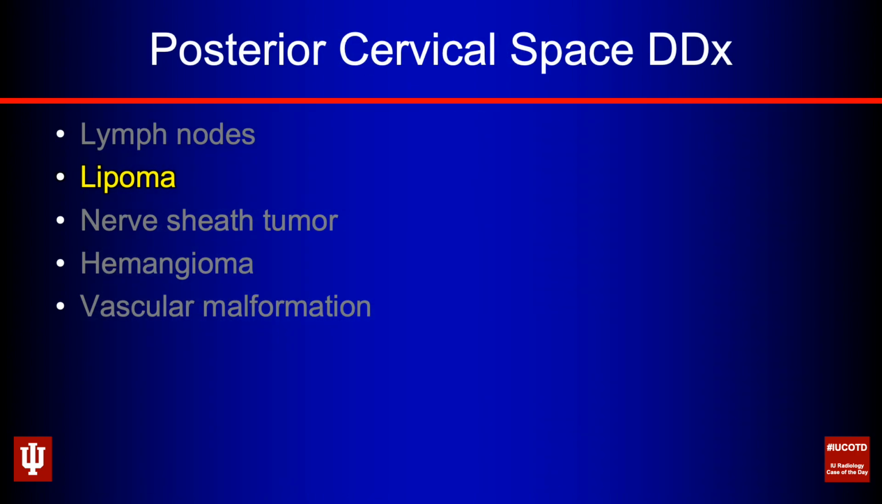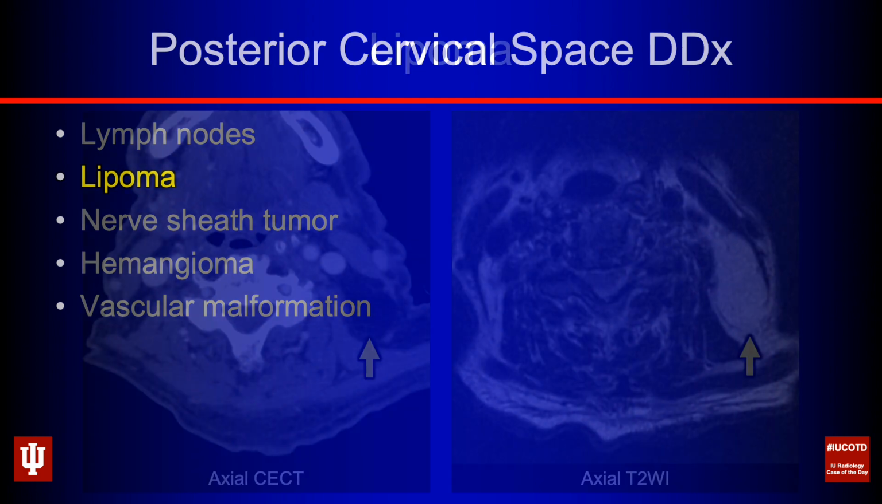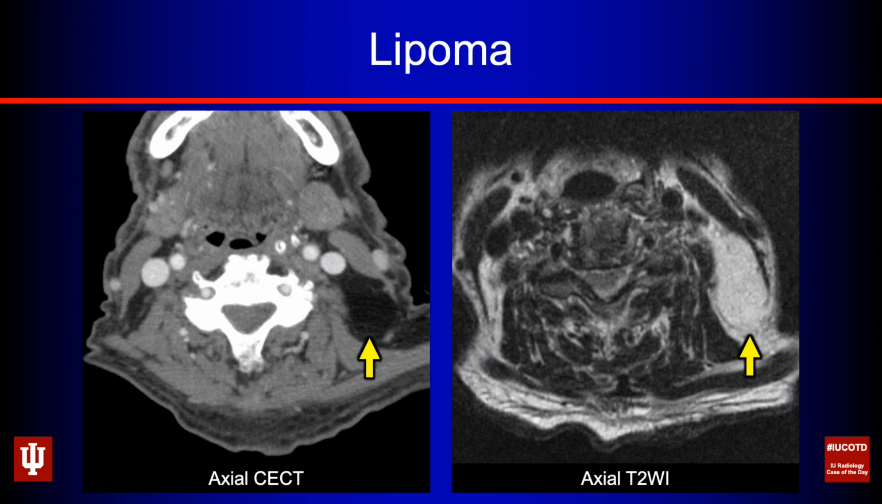Next, you can have lipomas involving the posterior cervical space, and that's simply because the main constituent feature or contents of the posterior cervical space is fat. And so you can have lipomas live there. Here's a lipoma, fat density on the left, it's T2 bright on the right. This was not a fat-saturated sequence, therefore it's still bright. If it was fat-saturated, it would drop out. You know what they look like.